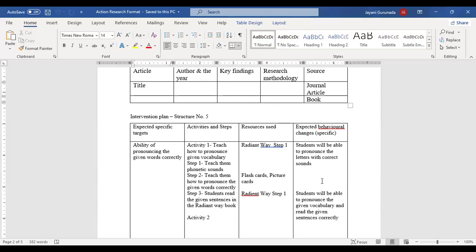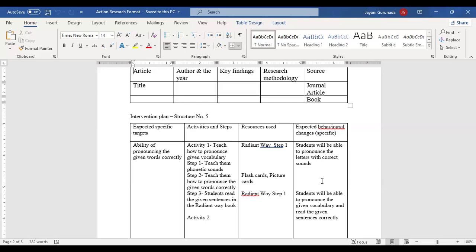Yes, ma'am. Intervention plan. Intervention plan means, now imagine you have a problem. As an example, imagine that you have correct letter formation. Now here I have taken the ability of pronouncing the given words correctly, so the child has some pronunciation problem. So the expected specific target is the ability of pronouncing the given words correctly.